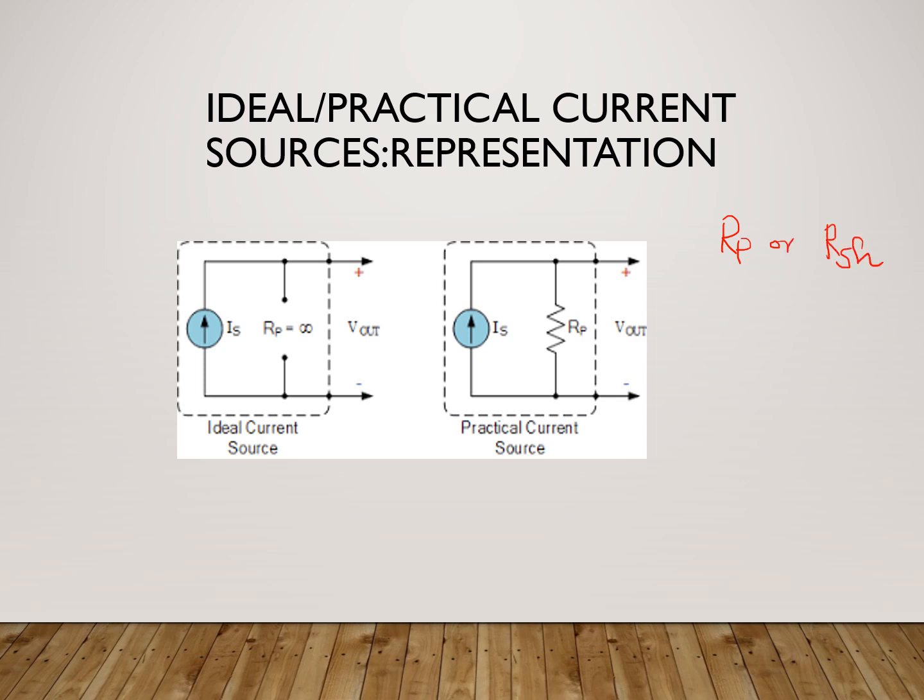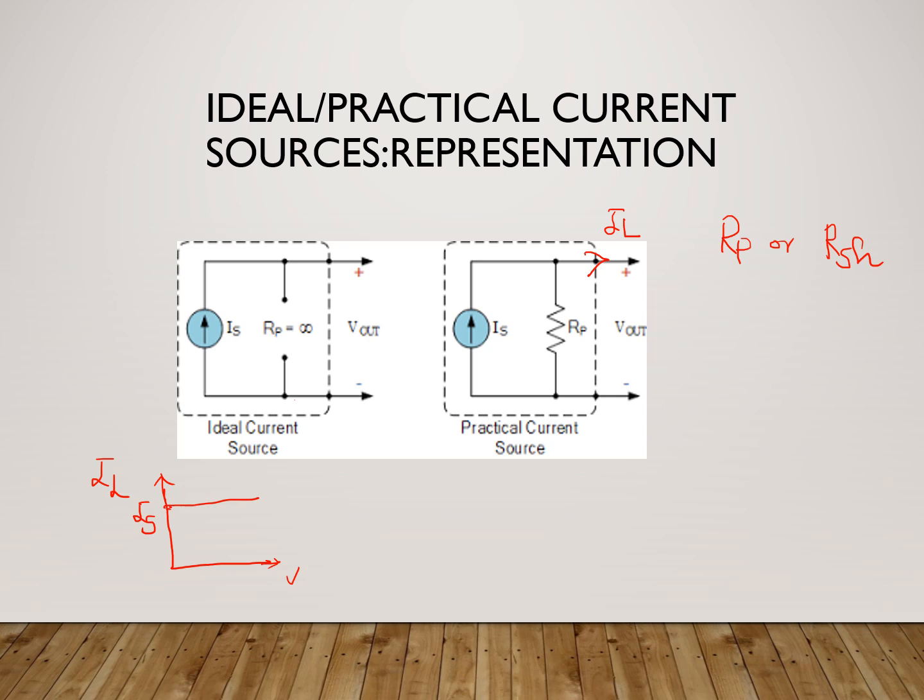The value of this decides how much current will flow into the load terminals. Since an ideal current source does not have any internal resistance, your load current versus time, or versus voltage, is going to be constant. So IL is going to be equal to IS, because the internal resistance is infinity here. It is like an open circuit, and the whole current is going to flow to the load terminals.